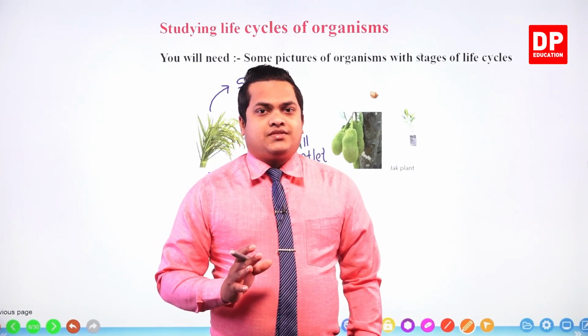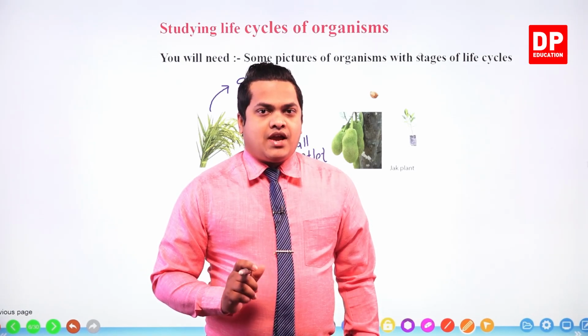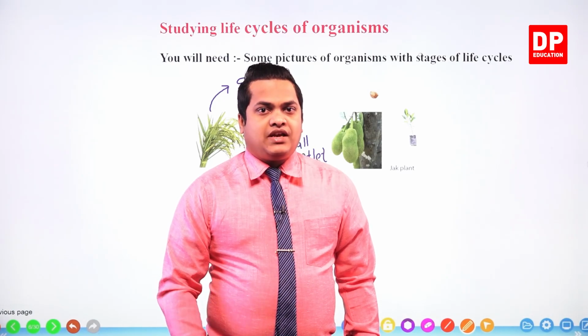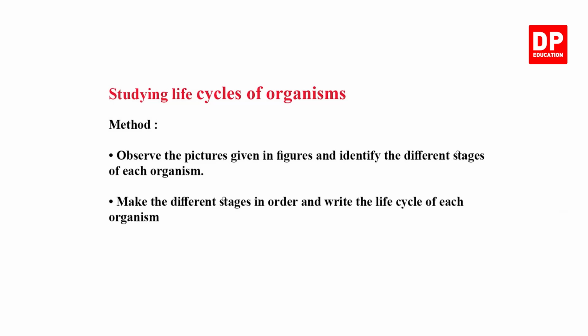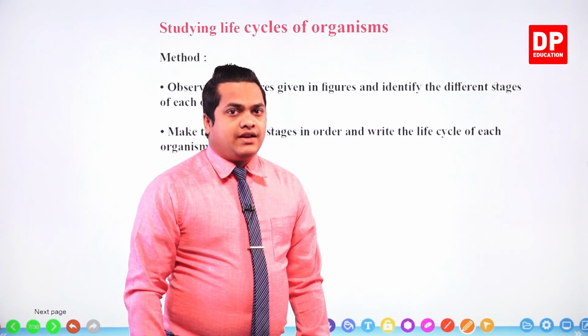Right, my dear children. So we studied organisms and their life cycles. By using several video clips also, we got a sound knowledge about their life cycles. Now let's see what other things we need to do within this activity. The method is really simple. We already discussed it and followed the method. We observed the pictures given in the figures and identified the different stages of each organism by looking at pictures and also video clips. Now we are going to arrange the different stages in order to write down the life cycle of each organism, how they behave, or what their life stages are.